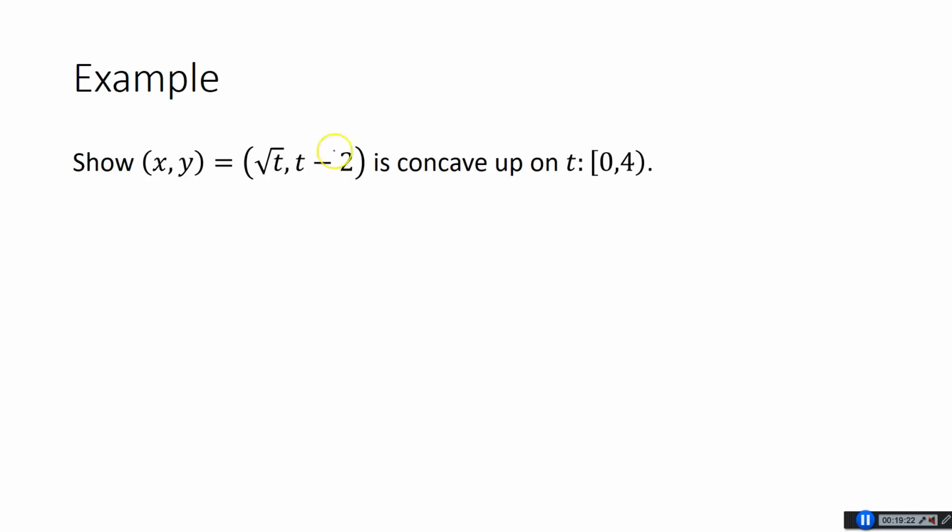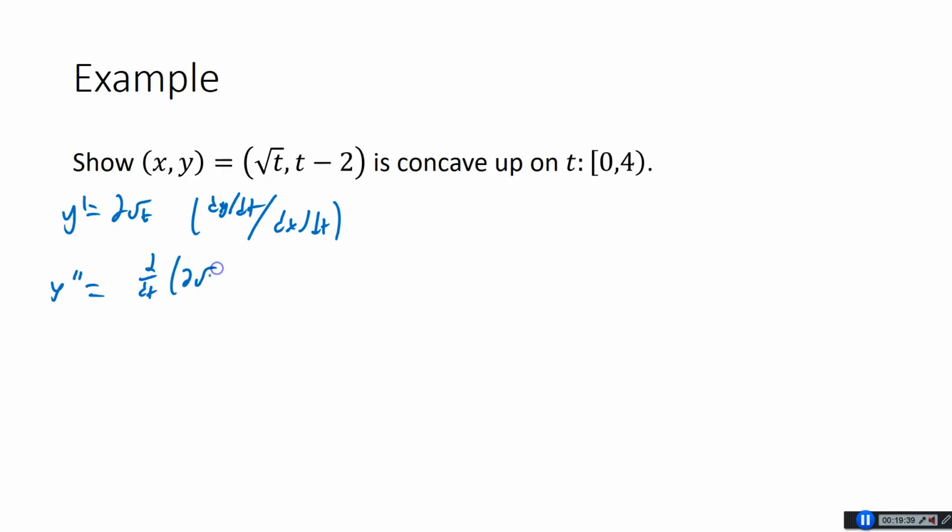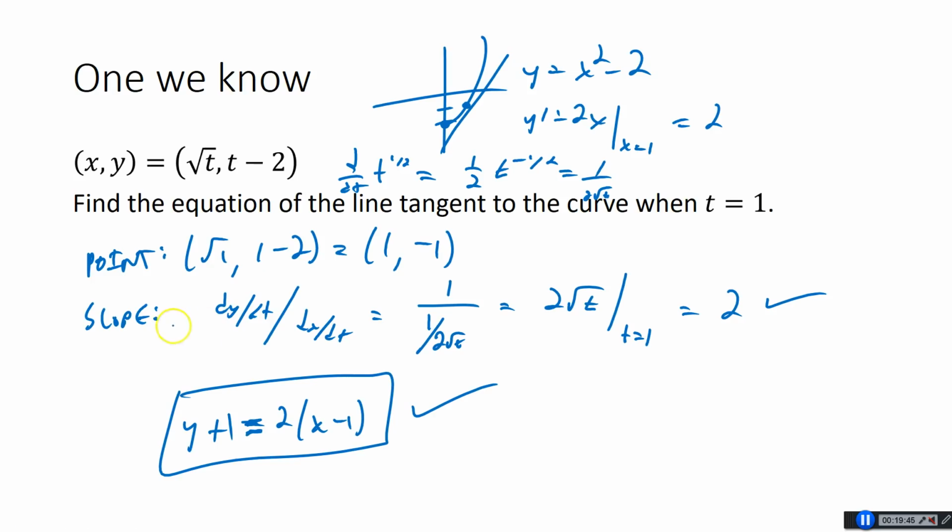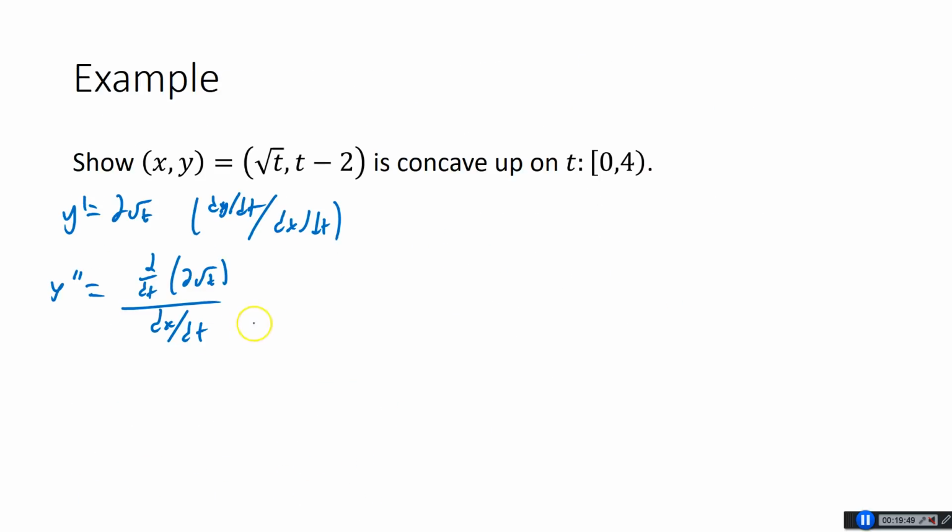So show that (root t, t minus 2) is concave up on t from 0 to 4. We already know that y prime is 2 root t. We got that by doing dy/dt divided by dx/dt. Then y double prime is going to be the derivative of 2 root t divided by dx/dt again. Remember, dx/dt was 1 over 2 root t. So this is 1 over 2 root t.